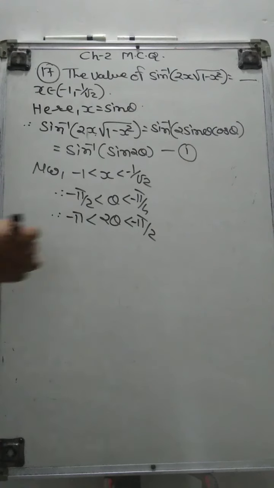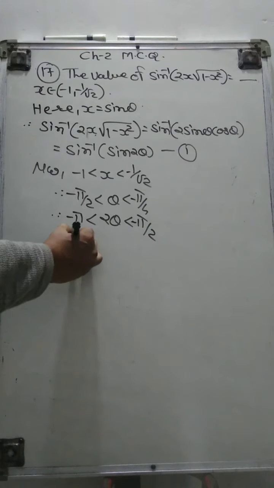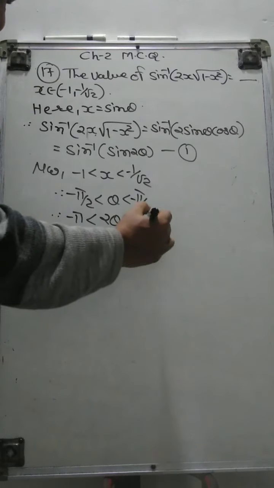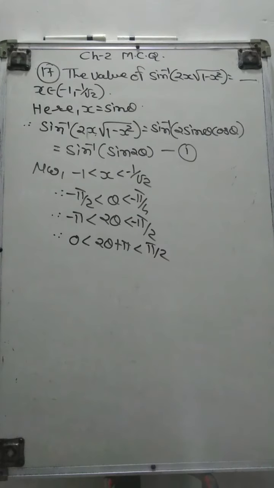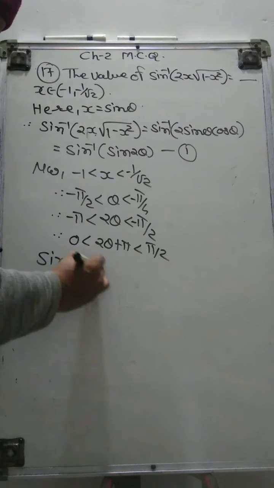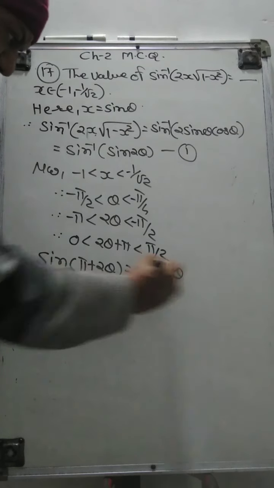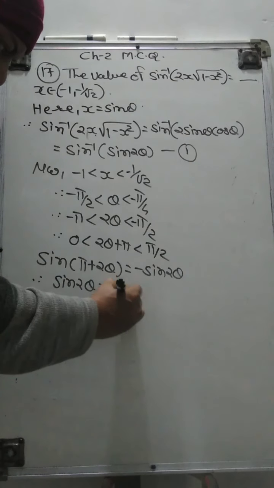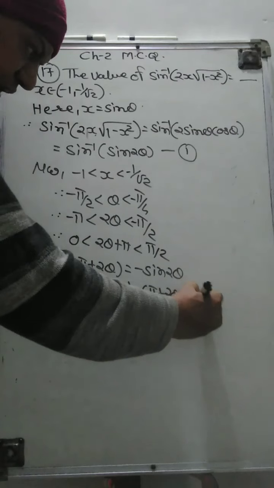So now what we have, we just add pi on all sides: 0 less than or equal to 2 theta plus pi less than or equal to pi by 2, right? But now one thing you remember, that sine of (pi plus 2 theta) is minus sine 2 theta. Therefore, sine 2 theta is equal to minus sine of (pi plus 2 theta), put in 1.